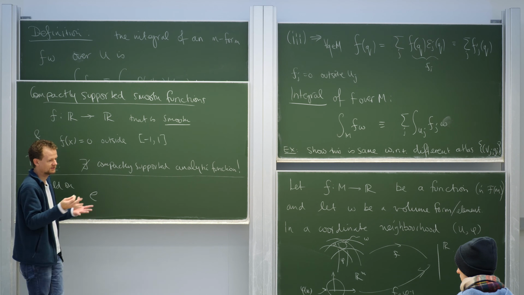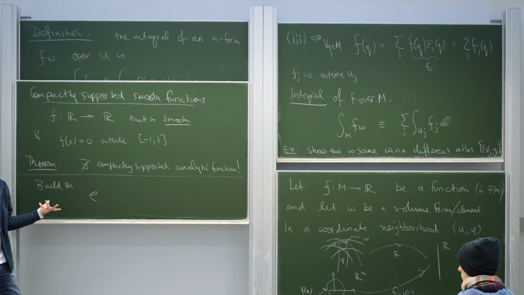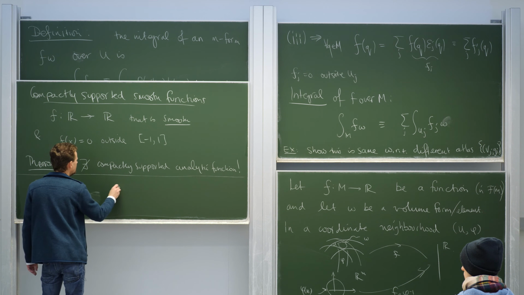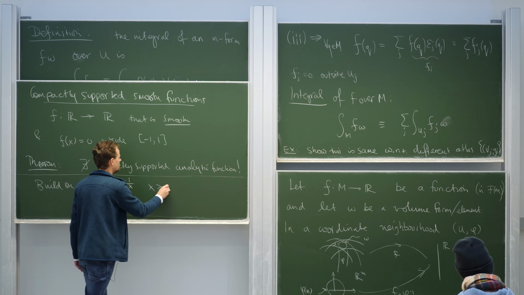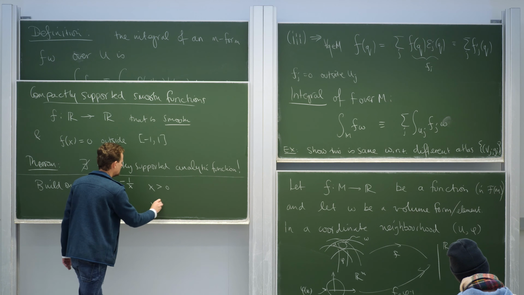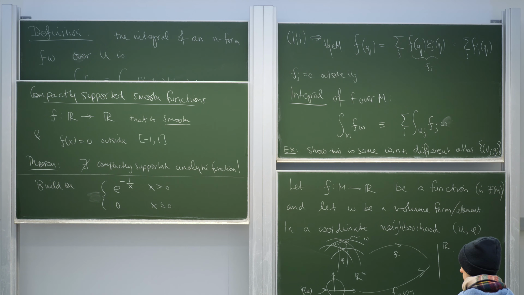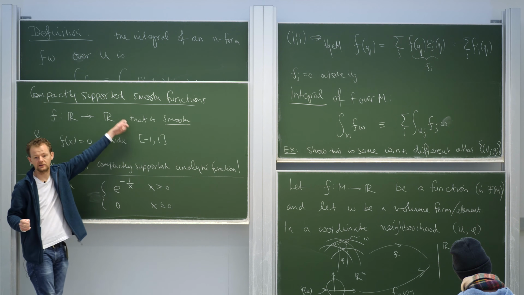You've got to start somewhere. So I'm going to show you a very special function that is not compactly supported, but vanishes identically in some region and not in another, and is smooth. And here's the magic function right here. It's e to the minus 1 over x for x greater than 0, and 0 for x less than or equal to 0. This is a very magical function. This is our fundamental building block.